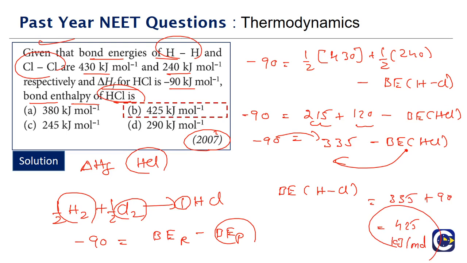So we are just relating the enthalpy change of the chemical reaction to the bond energies of the reactants and the products. Again, we have seen quite a number of questions on this. So what is the relation? Enthalpy change of a chemical reaction will be equal to the bond energy of the reactants minus bond energy of the products.